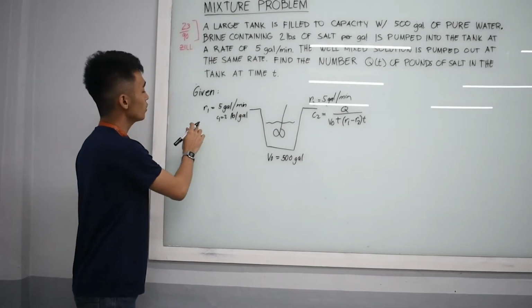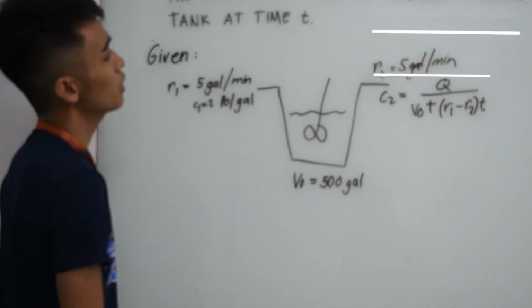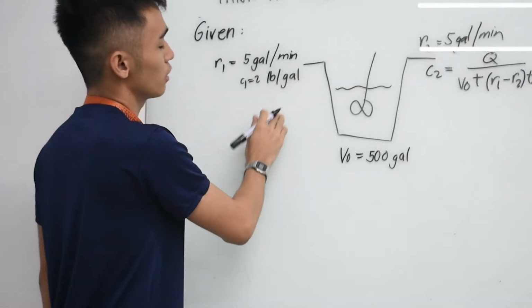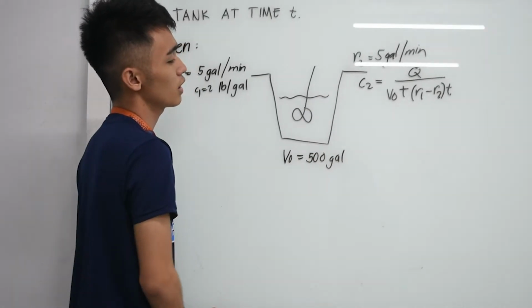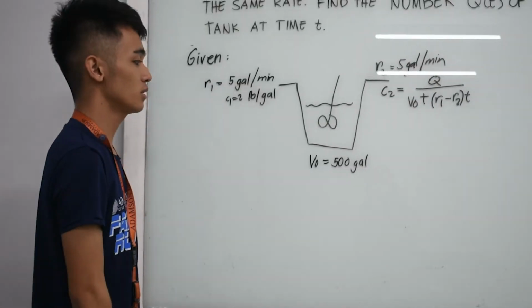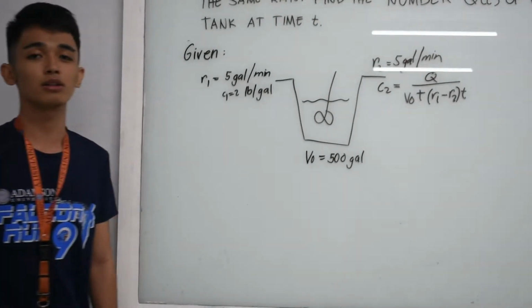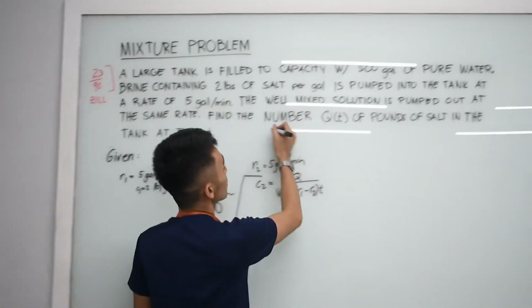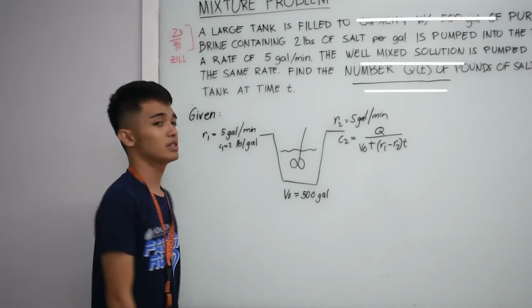Given R1 is equal to 5 gallons per minute, R2 is also equal to 5 gallons per minute, C1 is equal to 2 pounds per gallon, C2 is equal to Q over V initial plus R1 minus R2 times T, and our V initial is equal to 500 gallons. And now, we are required to find the number of pounds of salt in the tank at the time t.